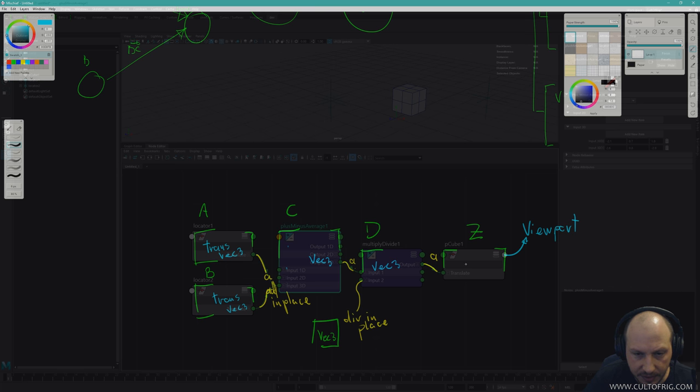Its type is actually something like DAG transform, let's say. And this is a very rich, very complex type. And the viewport has something in here that can make use of these complex types to do the drawing and all of that.